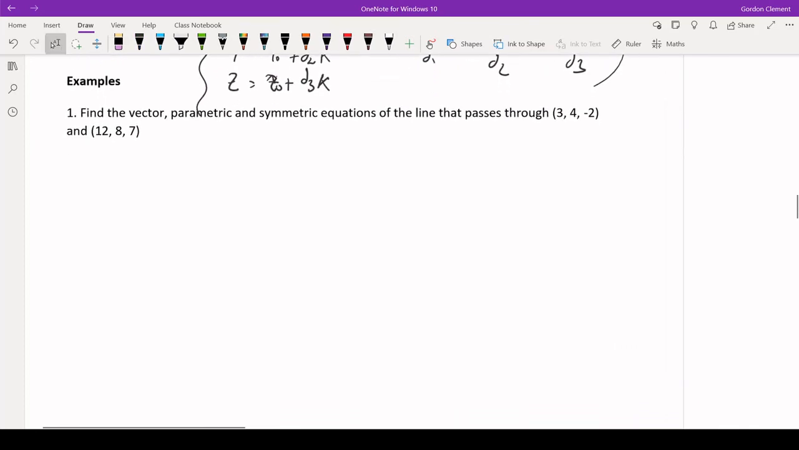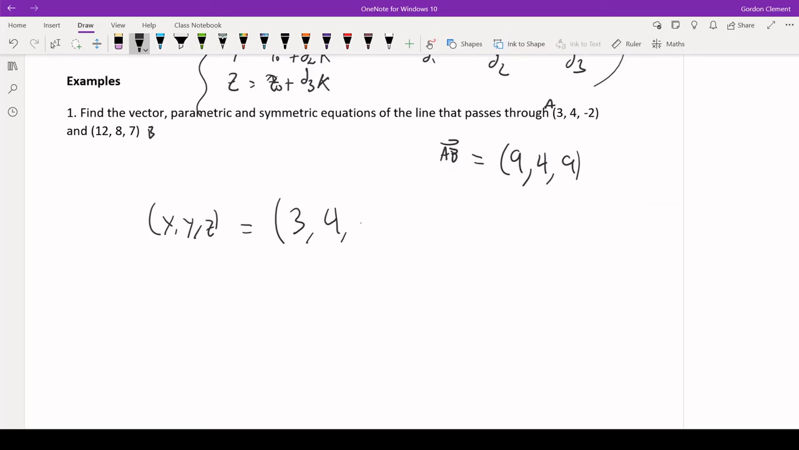So find the vector, parametric, and symmetric equations of the line that passes through these 2 points. So again, I'm going to say that's A, that's B. For a direction vector, I can do B minus A and get 9, 4, and 9, I believe. So my line is going to look like, and again, you can pick either one of the points as the starting point, and then B minus A or A minus B for your direction vector. So there's my vector equation.